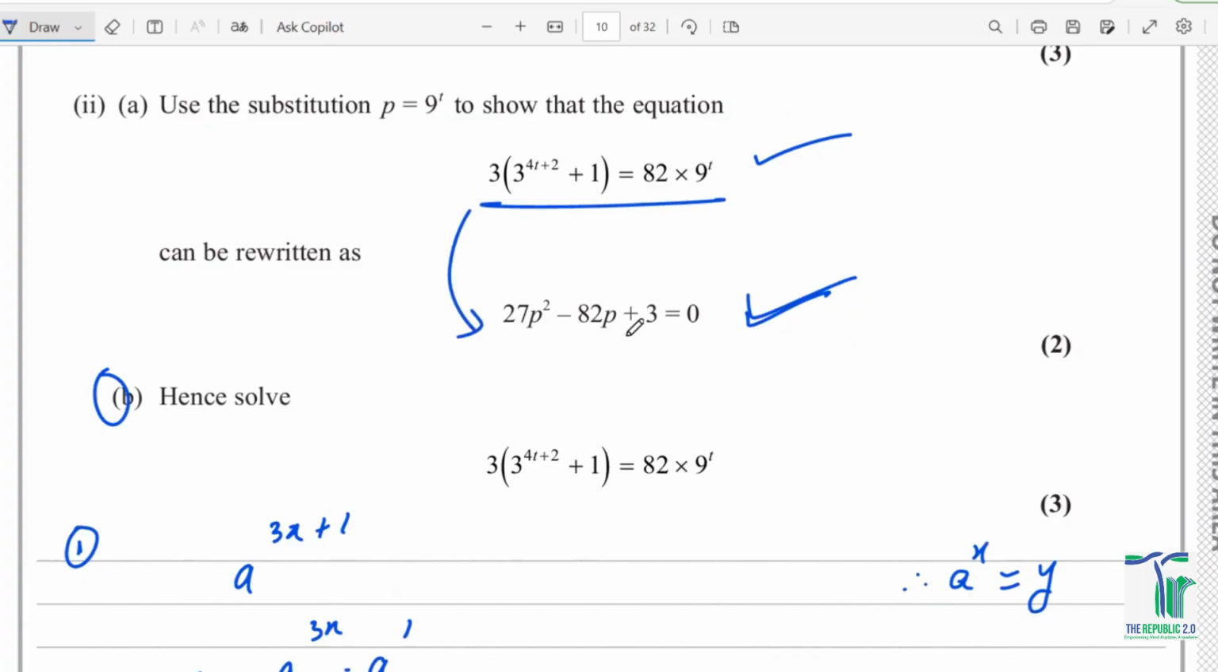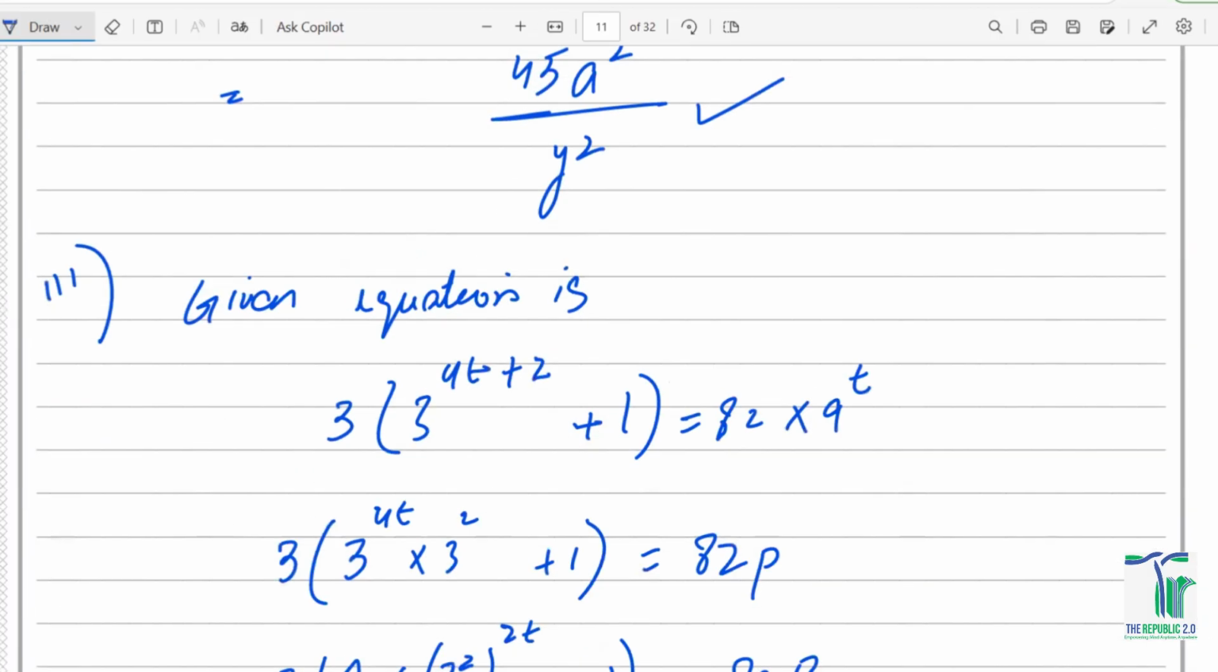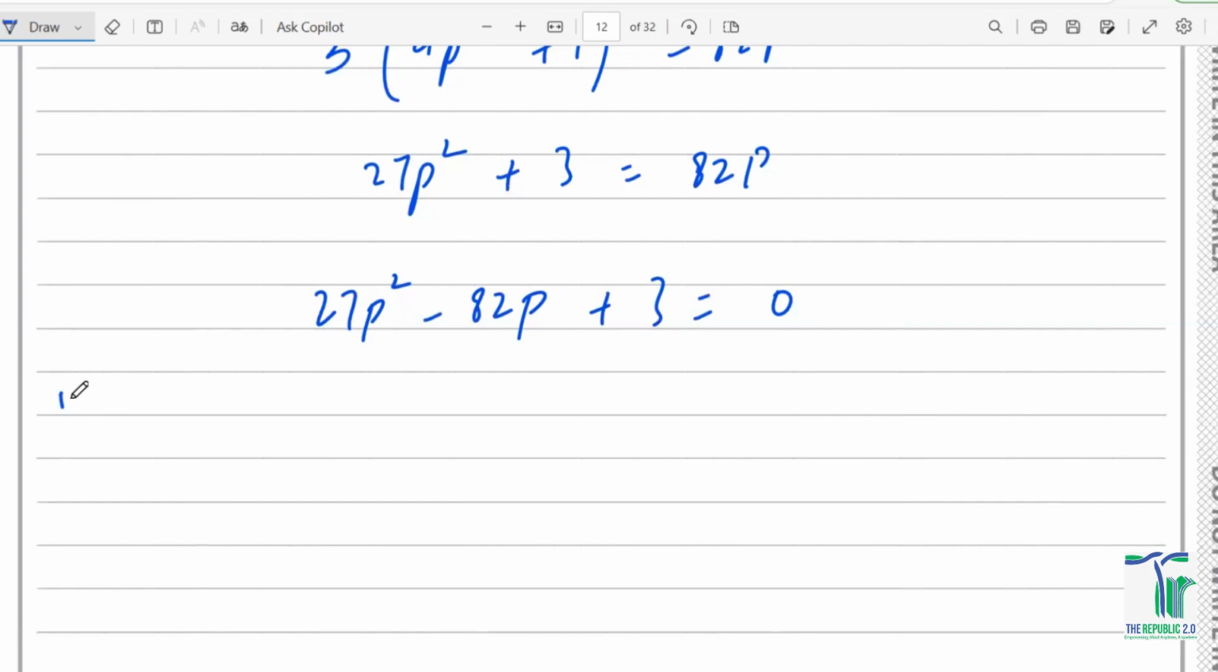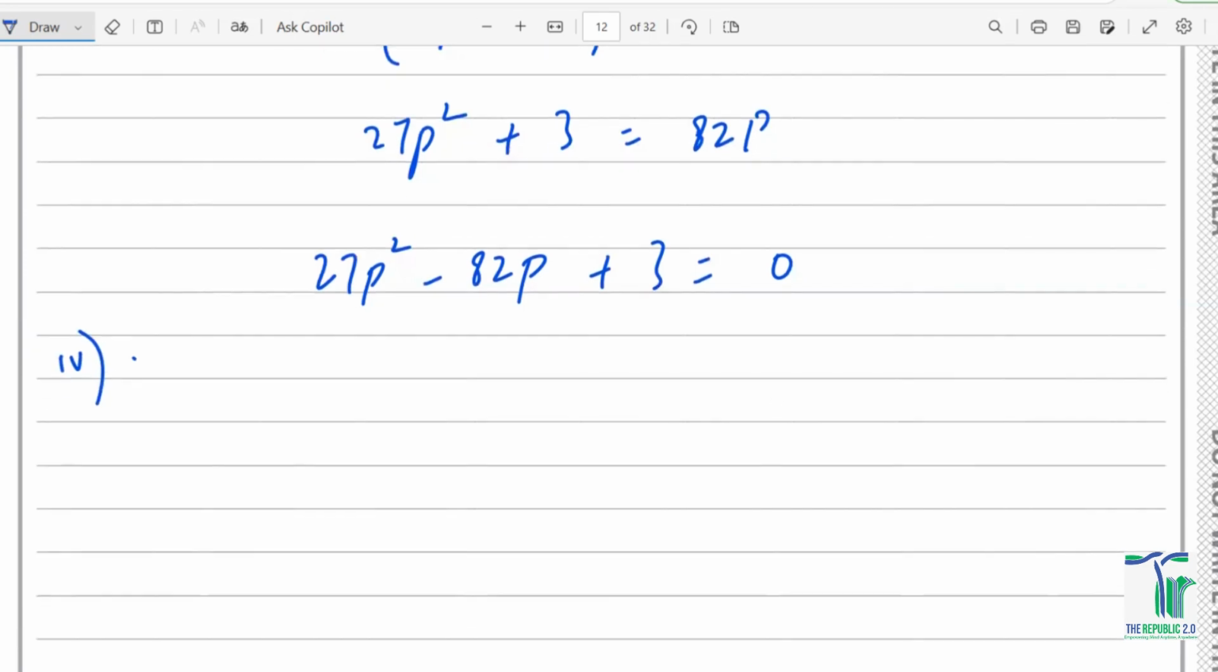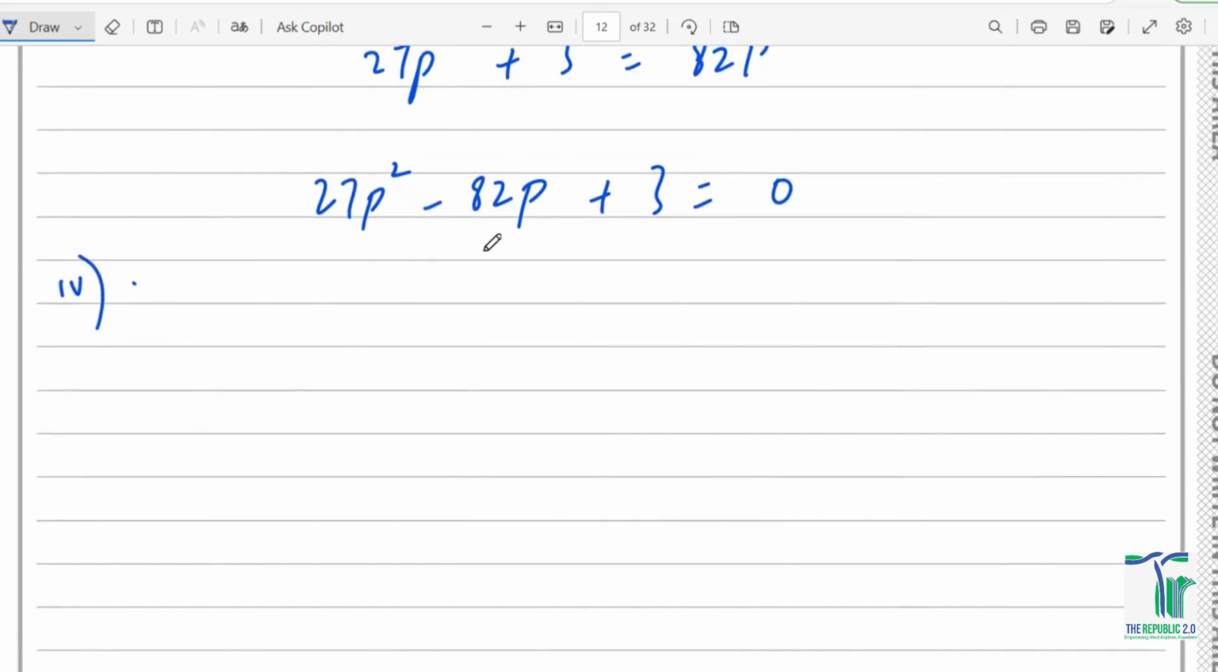Now, what you're going to do, you just need to write it again, use the factorization or whatever method you've got, and you can easily get that, right? So, I'm just going to solve this equation down for the fourth part. So 3 times 27 is 81, and I can just simply write it down like 27p square minus 81p minus p plus 3 equals to 0.